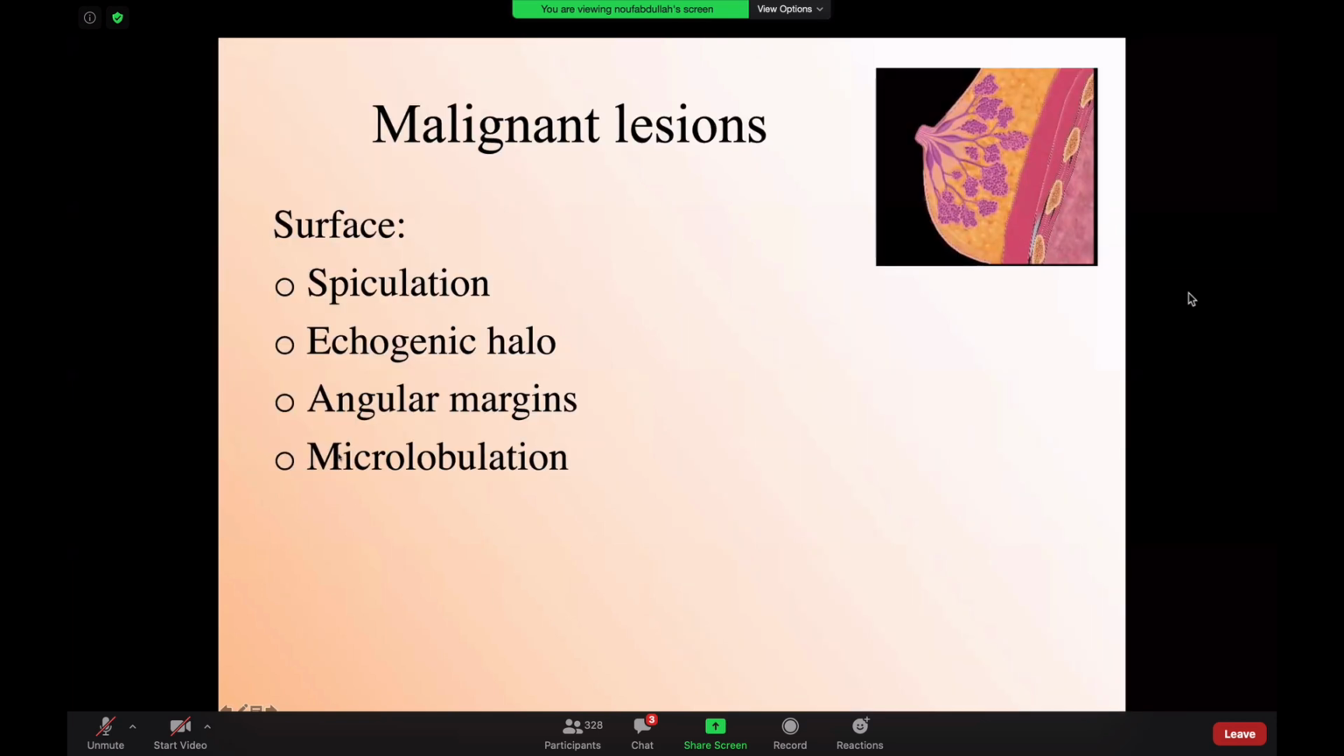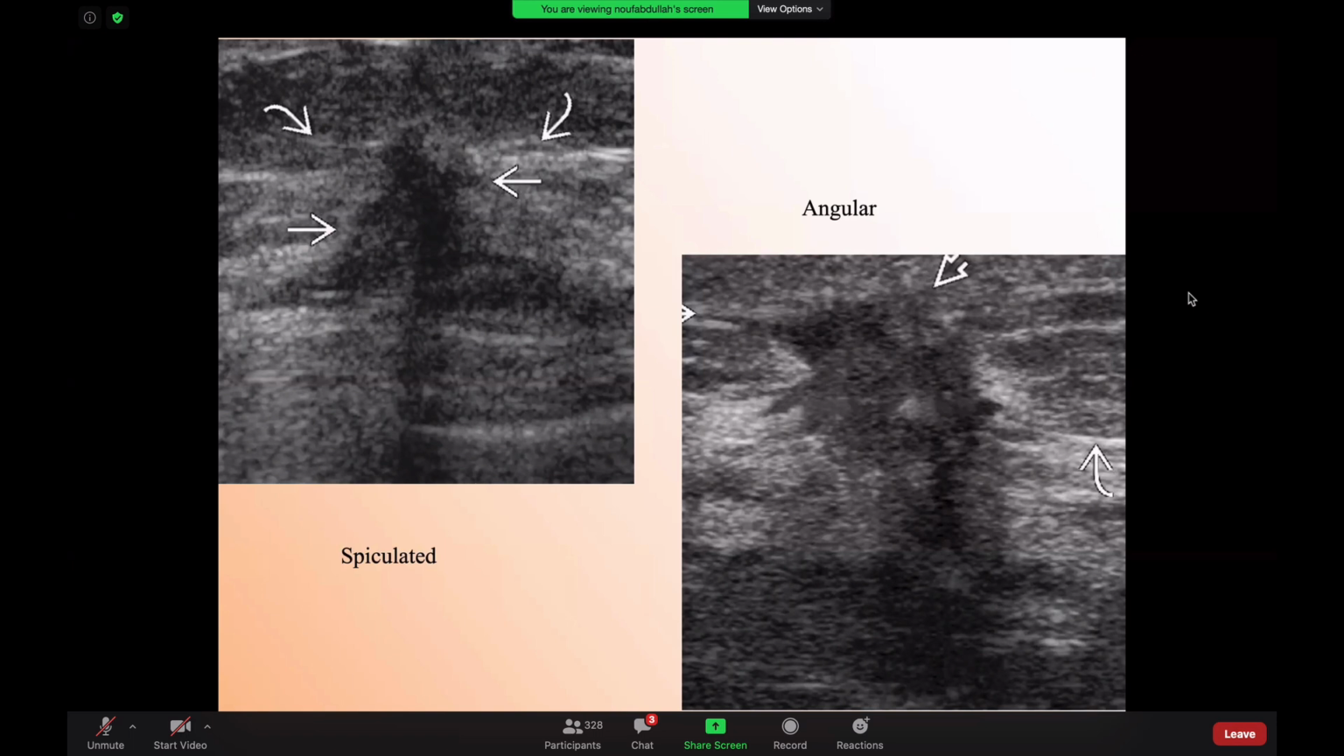The only exception is if you are dealing with a small lesion, meaning a lesion that is smaller than 1 centimeter, and you see that you have a microlobulation. In that case, you know that this lesion still can be benign, because a lesion that is smaller than 1 centimeter will not have a macrolobulated margin. So this is just an example of suspicious lesions.